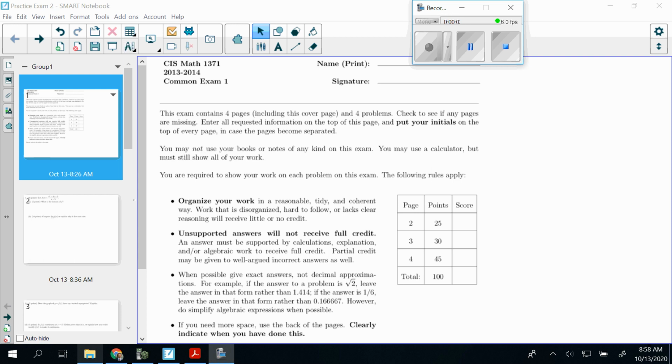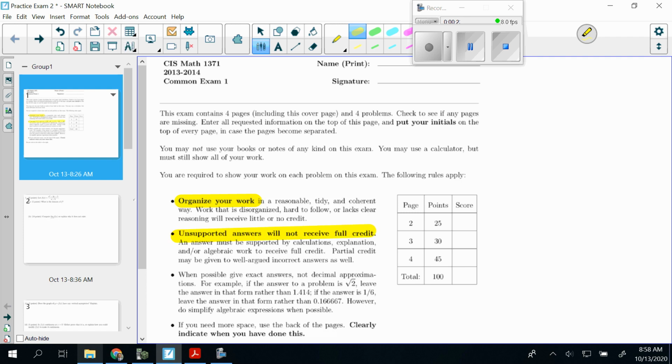All right, we're going to look at practice exam. Before we go through some of the questions, just some things you should know when doing these tests. Make sure that you organize your work so that's very clear and the person correcting doesn't miss anything. Unsupported answers will not get full credit.